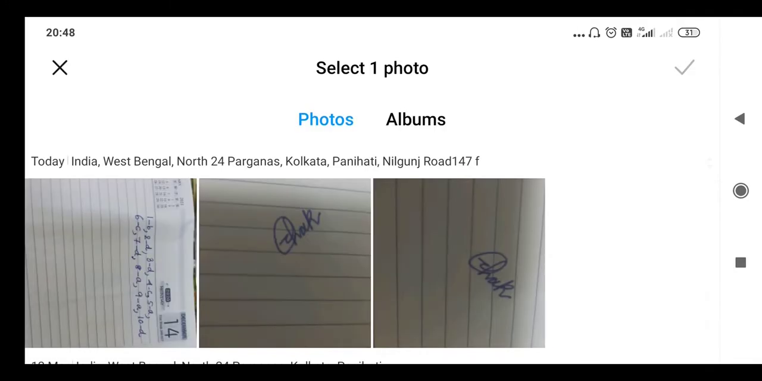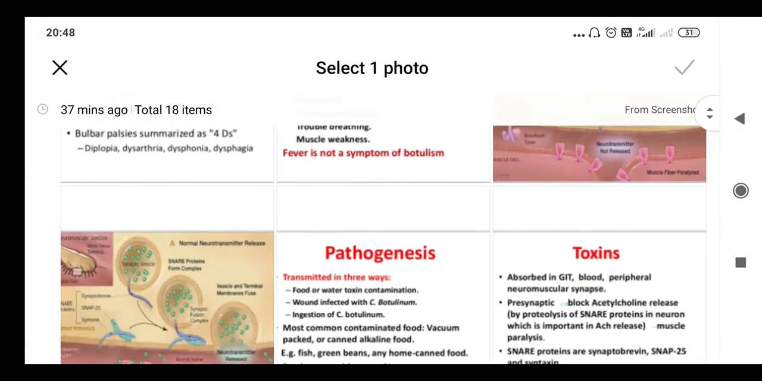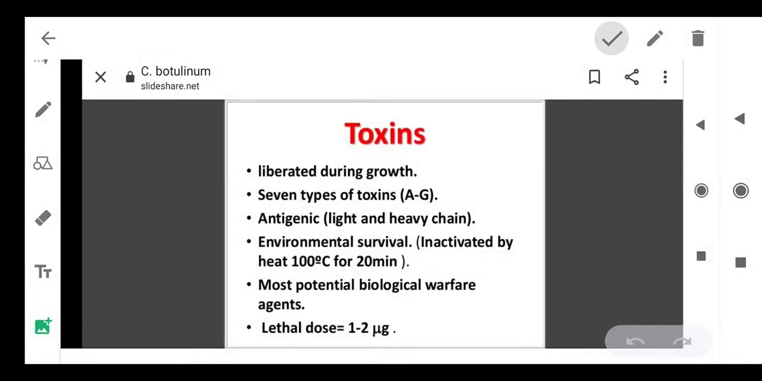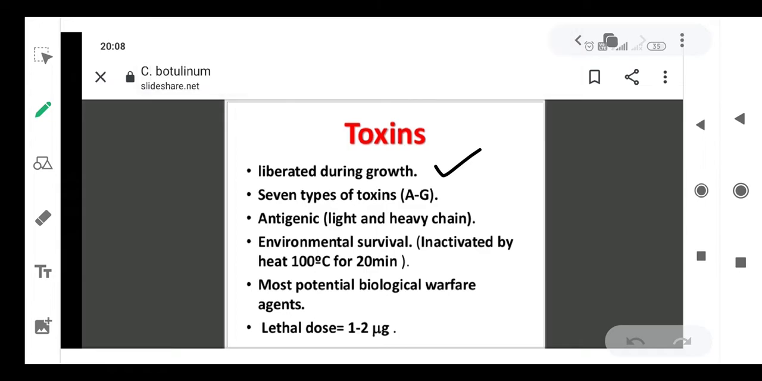So we will move on to the next part of Clostridium botulinum. Let's move on to the toxins. Characteristics of the toxin: it is liberated during growth, usually in the exponential phase. There are 7 types of toxins, A to G, as I have already said. These are antigenic, and the toxin has a light chain and a heavy chain.